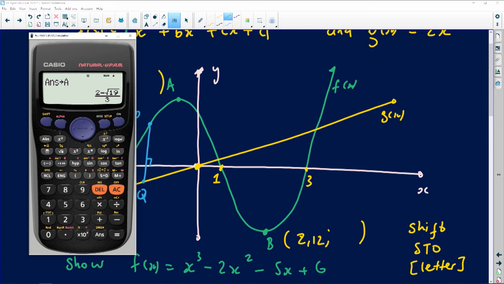Calculator says your answer has been inserted inside A, so I can press AC. Even if you switch off your calculator and you come back, your answer will always be stored in that particular solution that you have there. No complications.